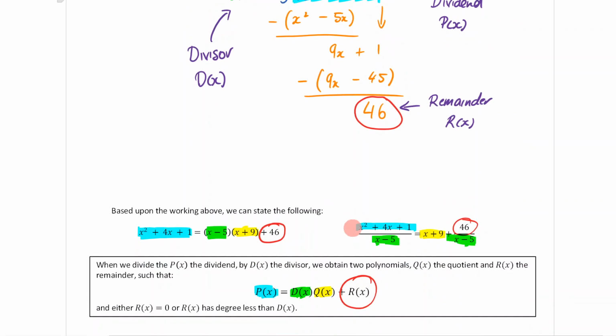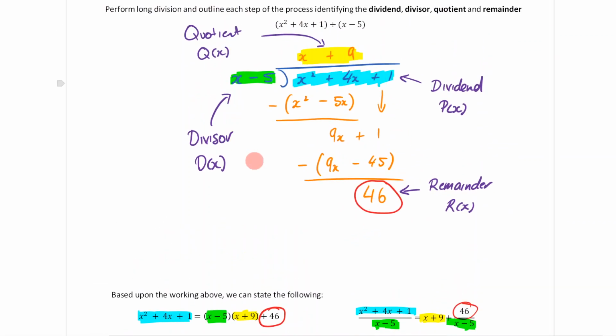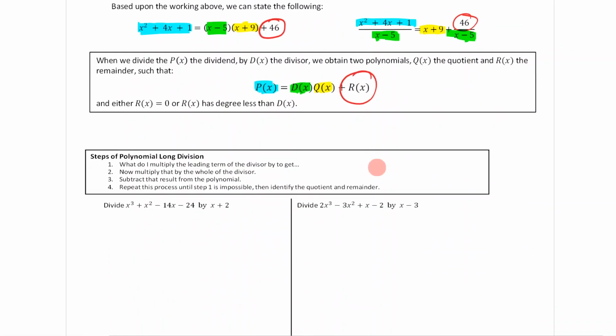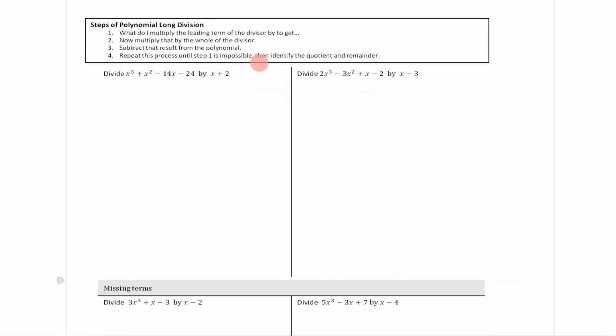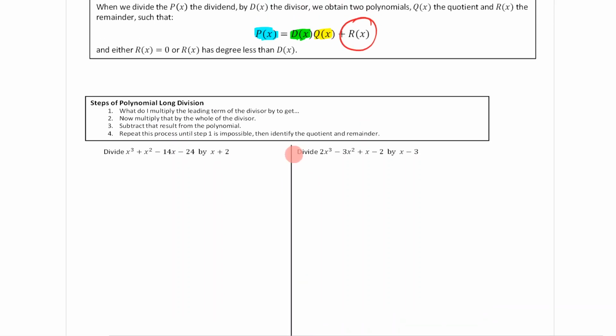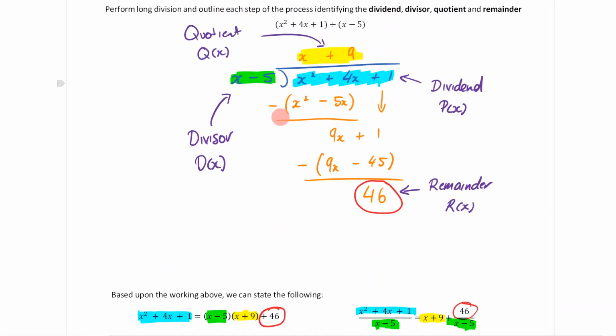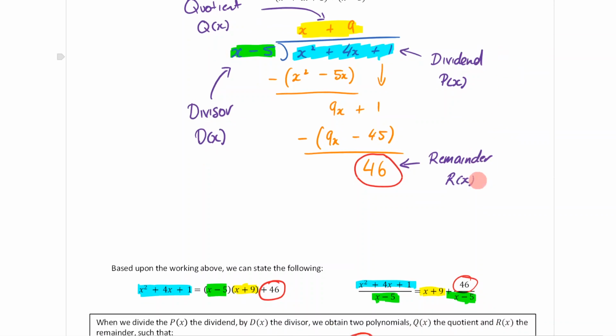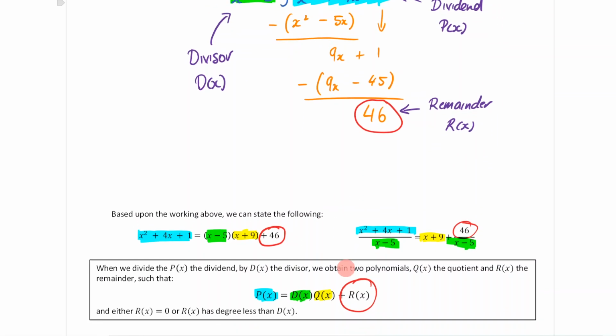Perfect. Now, if you're feeling a bit intimidated at the moment by this process, do not fear. On the next page, we're going to go through some more examples. And as you can see here, we have the steps of polynomial division written out for you. So we'll go through some more examples, and I'll go through them with you. But hopefully all of this has made sense. Just getting reacquainted with division again, learning the names again, and knowing the different ways you can state your answer.